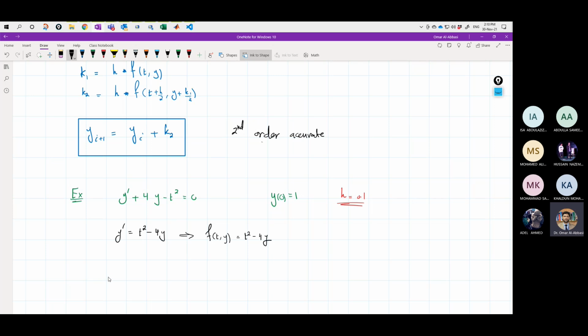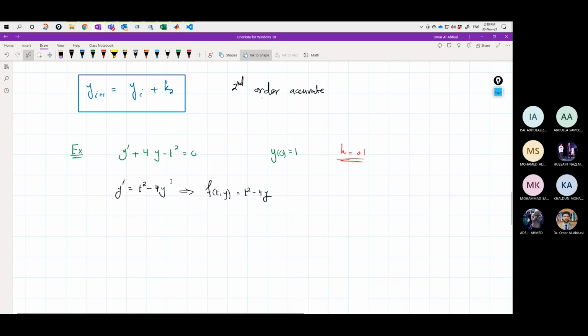Okay. So now let's create a table. In this table, I have the following: i, t, y, k1, and k2. Okay.